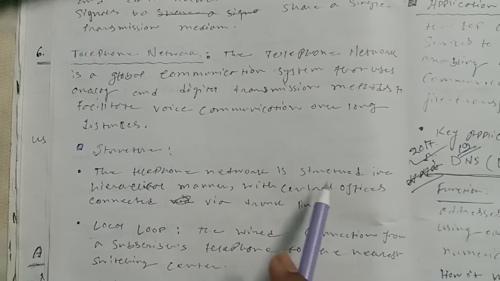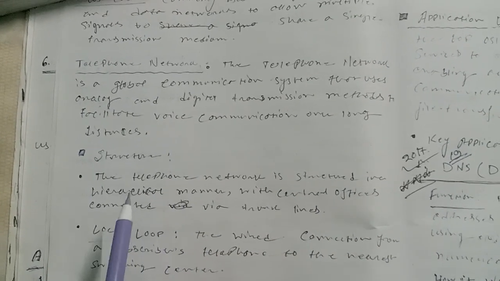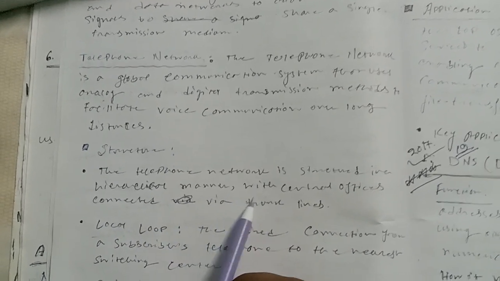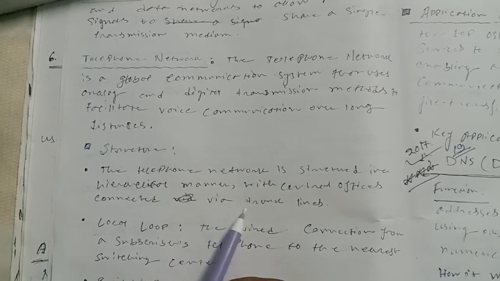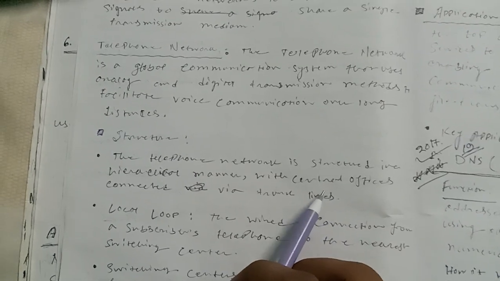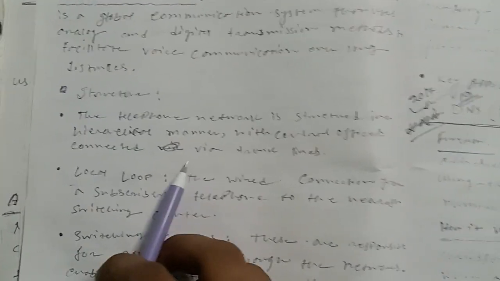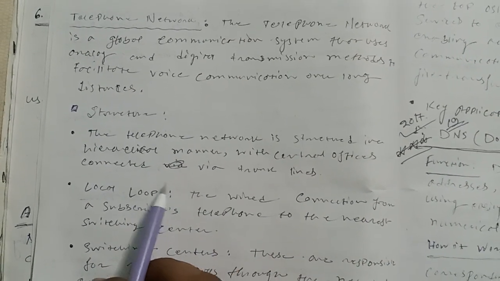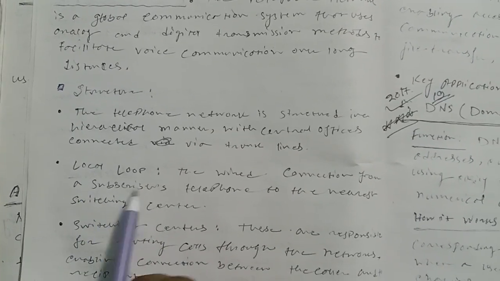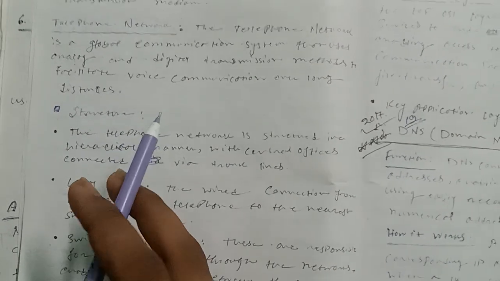The telephone network is structured in a hierarchical manner. Hierarchical means it's a tree-like structure, with a central office connected via trunk lines. There is an office in the center, it looks like a tree-like structure, and those are connected via trunk lines. Local loop and switching center are the two factors in the telephone network.